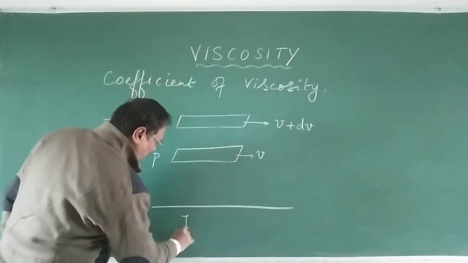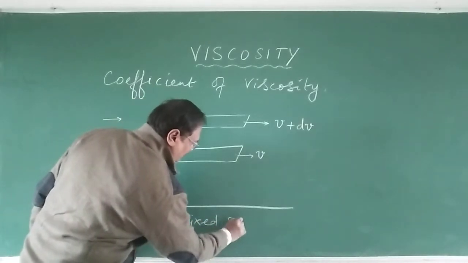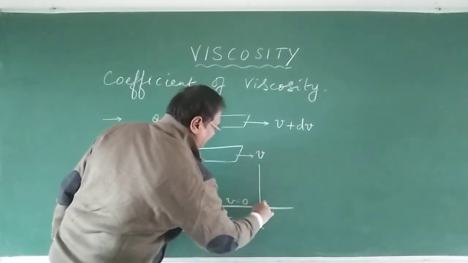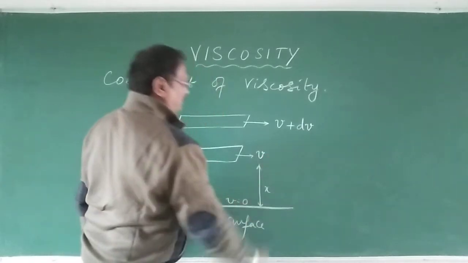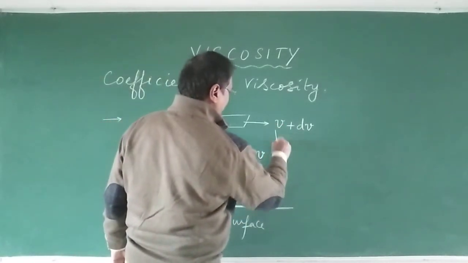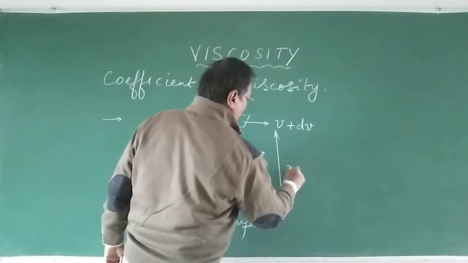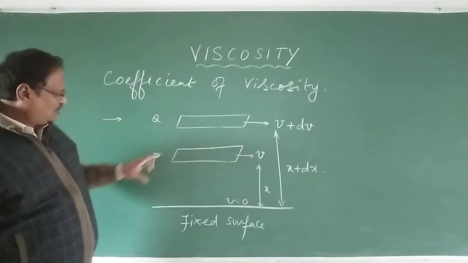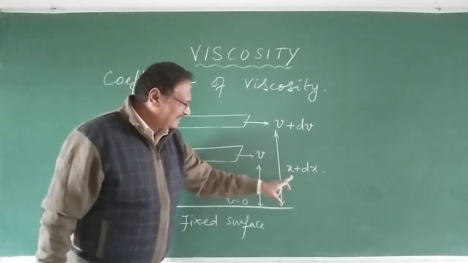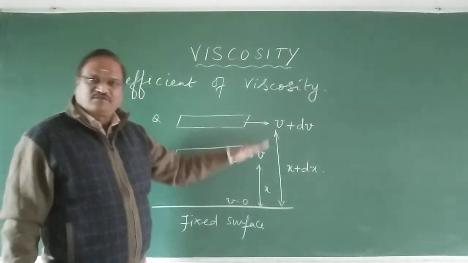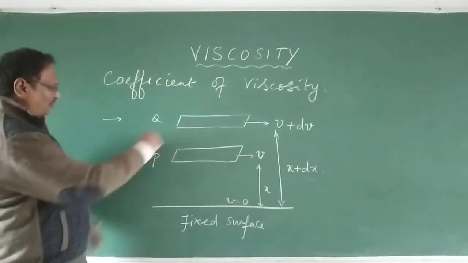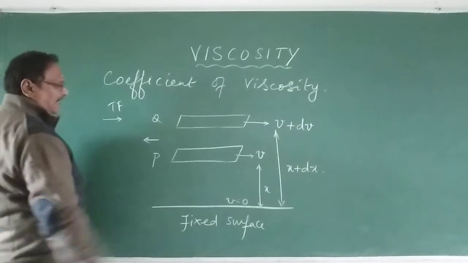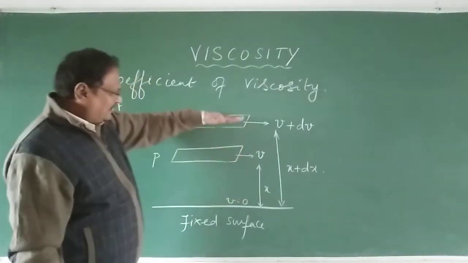And from the fixed surface at the bottom, where the velocity is equal to 0, let us say this distance is x, and from here to here this distance is x plus dx, okay. A small distance between these two layers P and Q is dx, and x plus dx is the total distance from the bottom surface. We know that this is the tangential force, and we know that frictional force is going to act in the opposite direction.